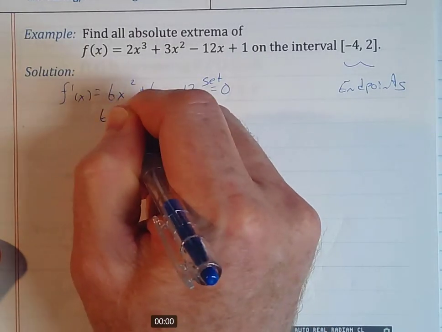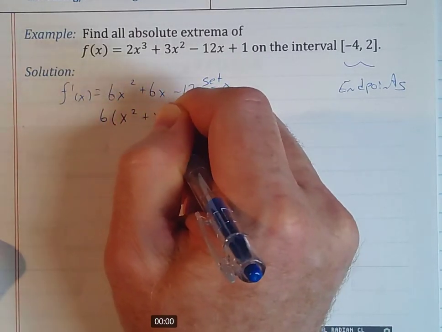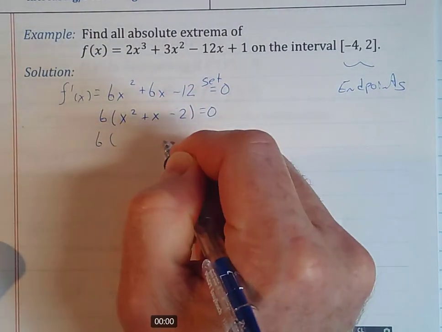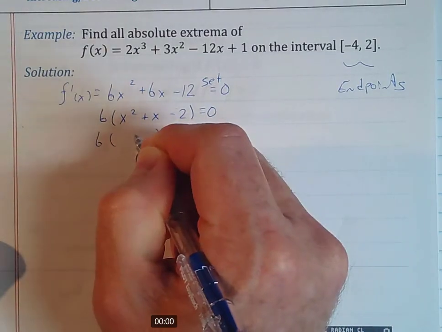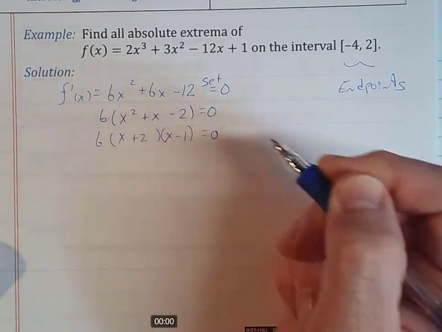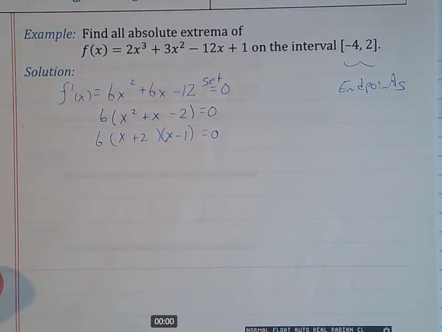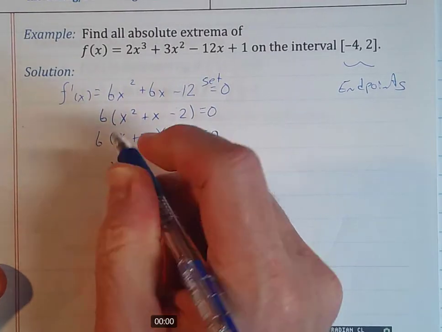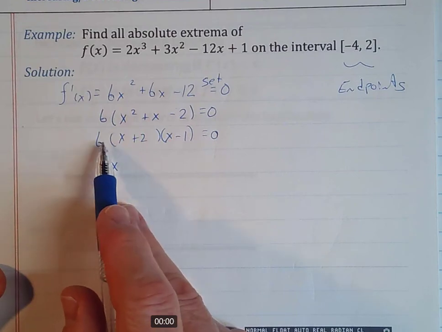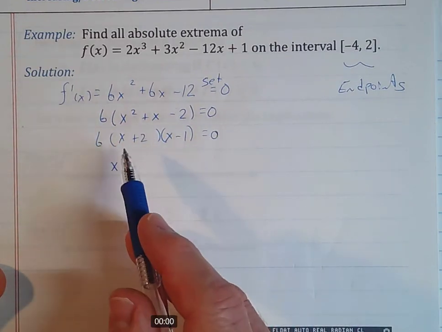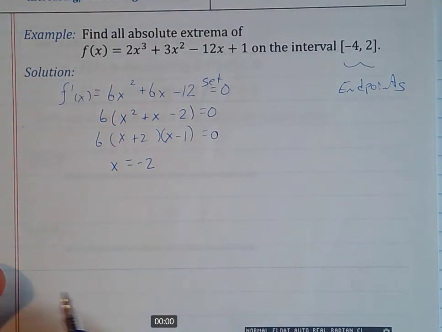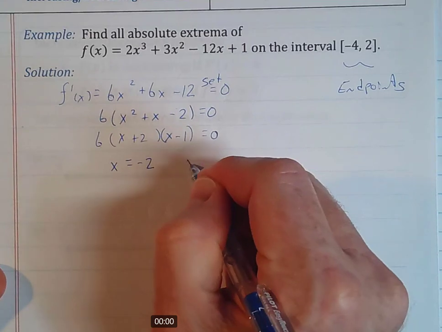I'm going to start off by just factoring out a 6, just to simplify things a little bit. Do a little bit of factoring. So it looks like I get x plus 2 and x minus 1. And it looks like from there I get my solutions, right? If I set each one of these factors equal to 0, I don't get anything when I take 6 and set it equal to 0. That doesn't make sense. So nothing comes from there. X plus 2 equals 0 gives me x equals negative 2. X minus 1 equals 0 gives me x equals 1.